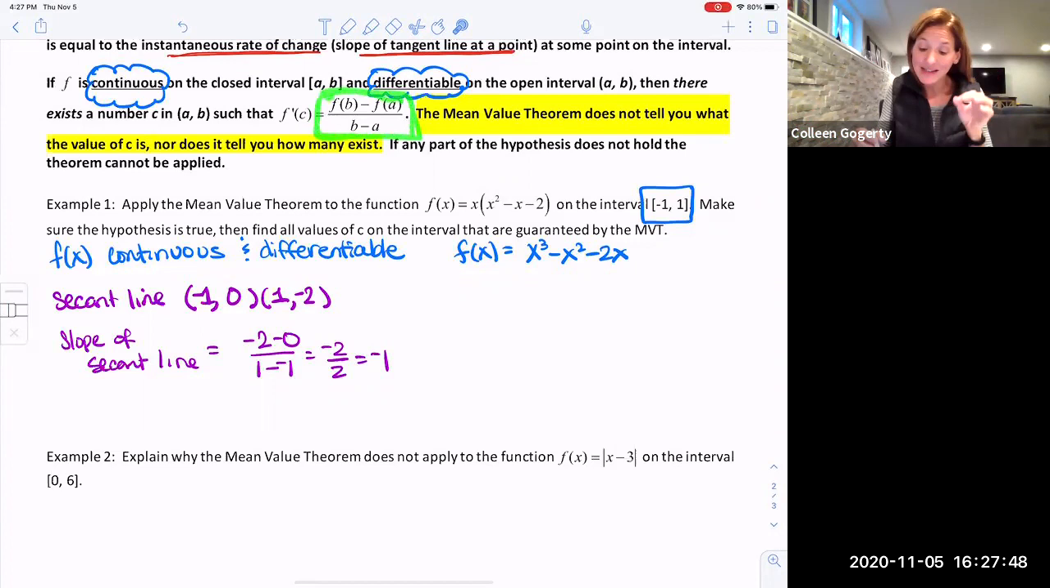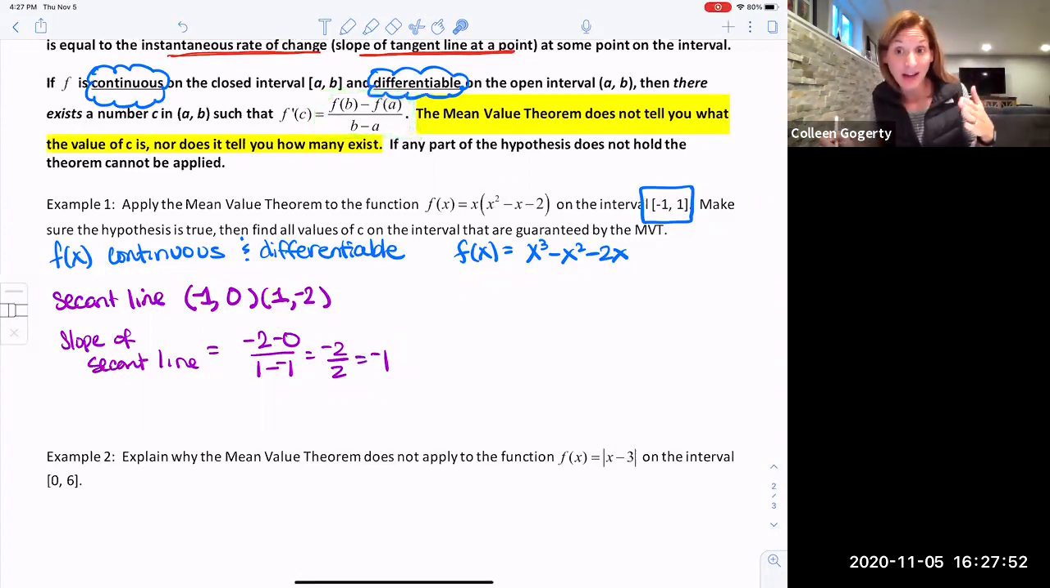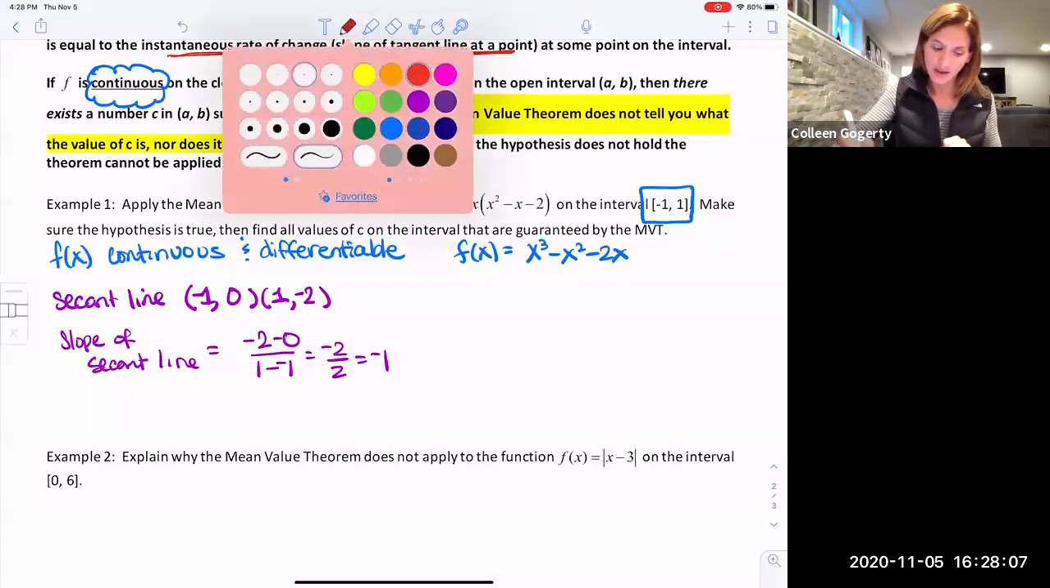That has to be parallel to some other line that is tangent at point C. Okay, well, how do we find the slope of the tangent line? Well, we find the derivative, right? So let's take a look at that.